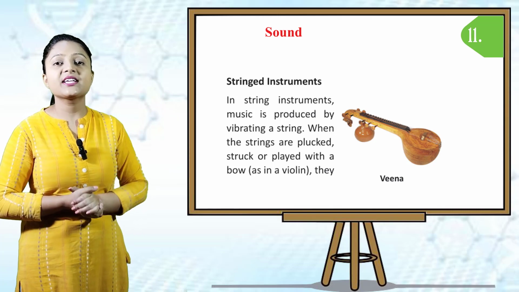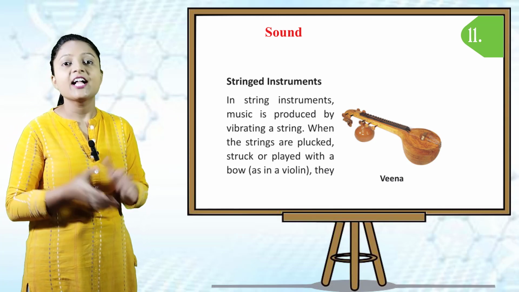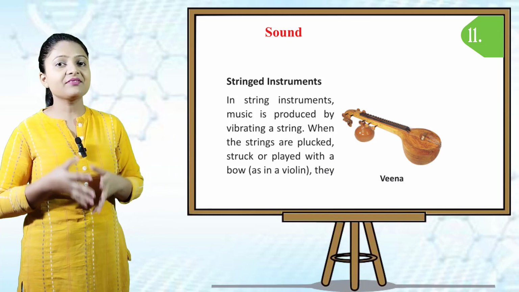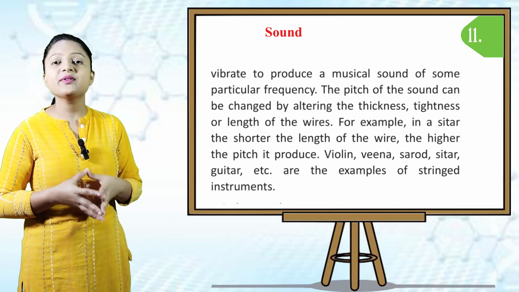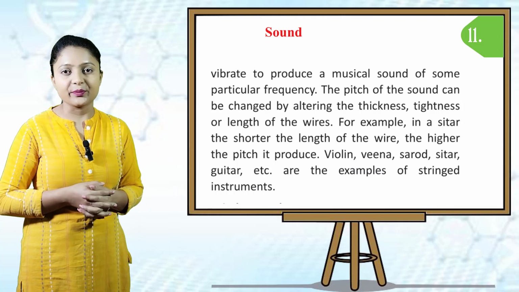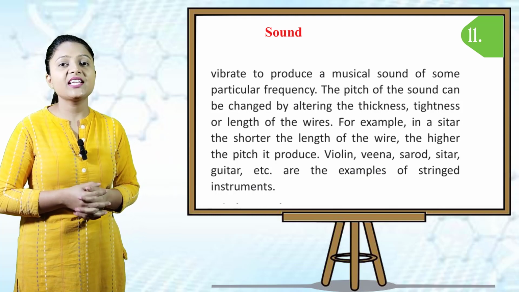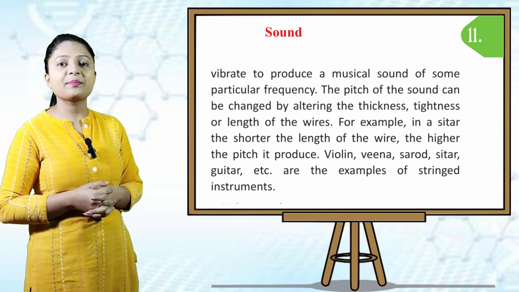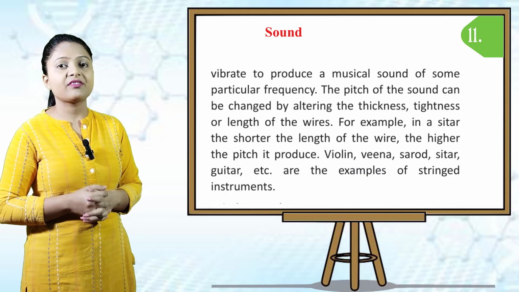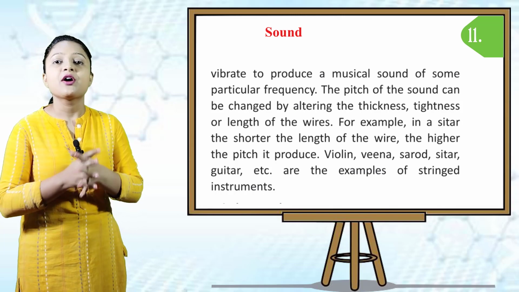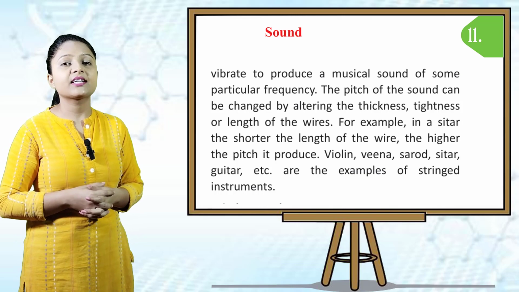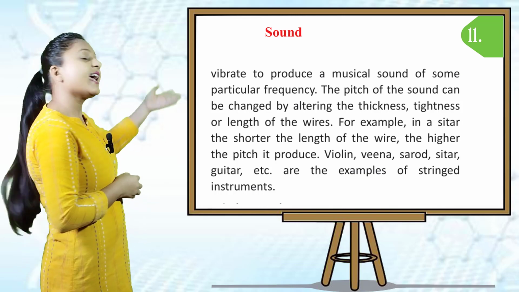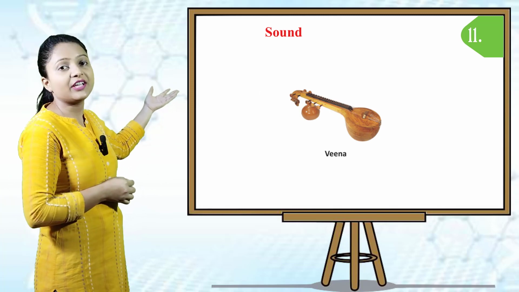In string instruments, music is produced by vibrating a string. When the strings are plucked, struck or played with a bow, as in violin, they vibrate to produce a musical sound of some particular frequency. The pitch of the sound can be changed by altering the thickness, tightness or length of the wires. For example, in a sitar, the shorter the length of the wire, the higher the pitch it produces. Violin, veena, sarod, sitar, guitar, etc. are the examples of stringed instruments. Here in this picture, you can see veena.